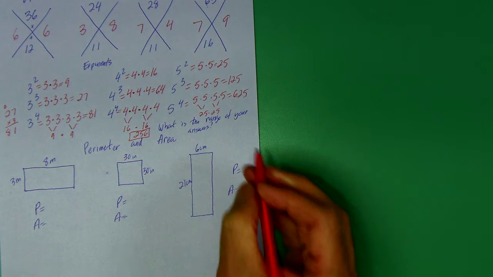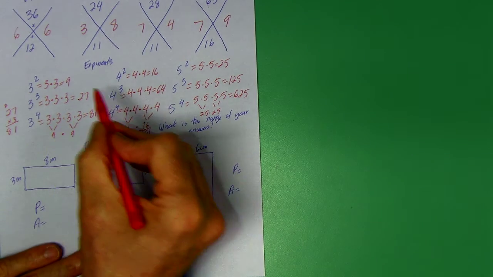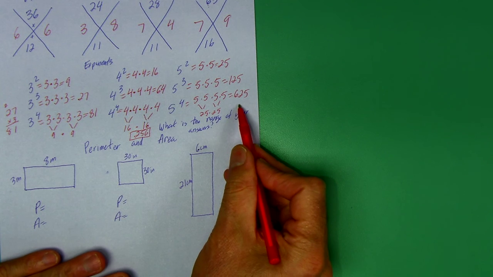Now, that last question, what is the range of your answers? What's the range again? Right. The difference between the biggest and smallest. How wide are those numbers spread apart? If I put the smallest on one end and the biggest on the other. Well, the smallest is way over here, 3 to the second power, 9. The biggest is way over here, 5 to the fourth power, 625.